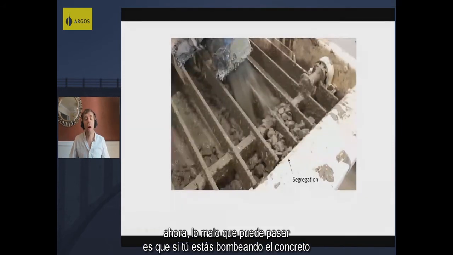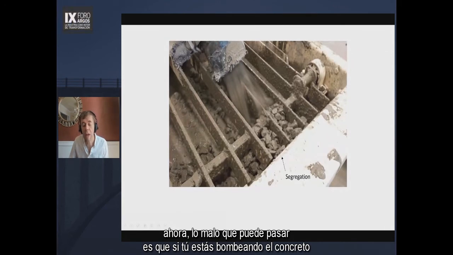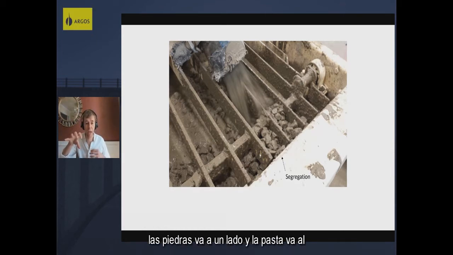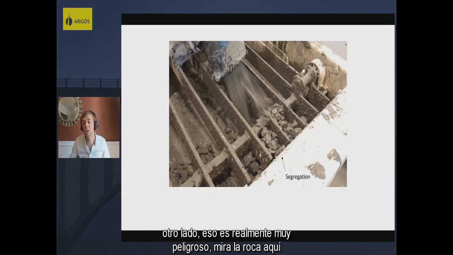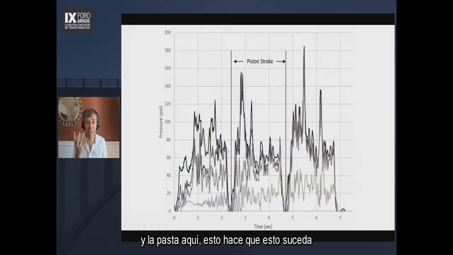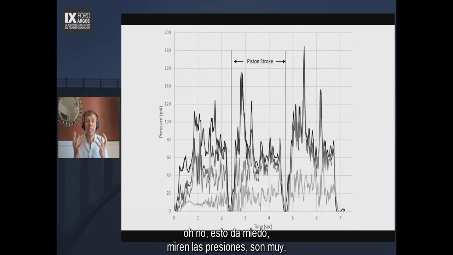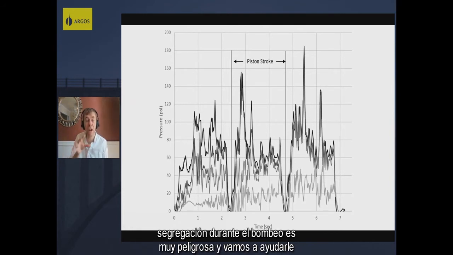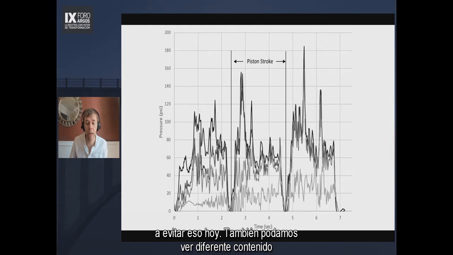Now, a bad thing that can happen is that if you're pumping the concrete and it starts to segregate. What? Segregate, what does that mean? That means the rock goes to one side and the paste goes to another side. That's actually very dangerous. See the rock here and the paste over here? This causes this to happen. Oh no, this is scary. Look at the pressures. They're very, very high and they're jagged. And this is why it's so dangerous. Segregation during pumping is very dangerous, and we're going to help you avoid that today.